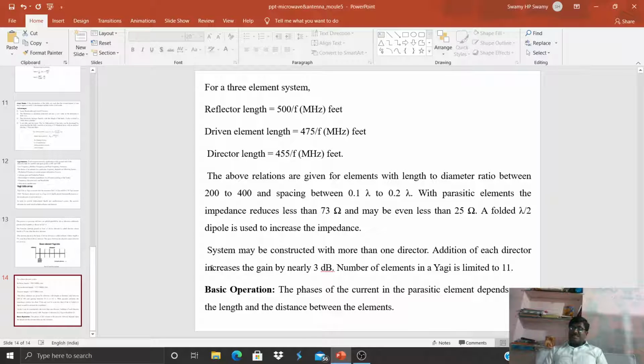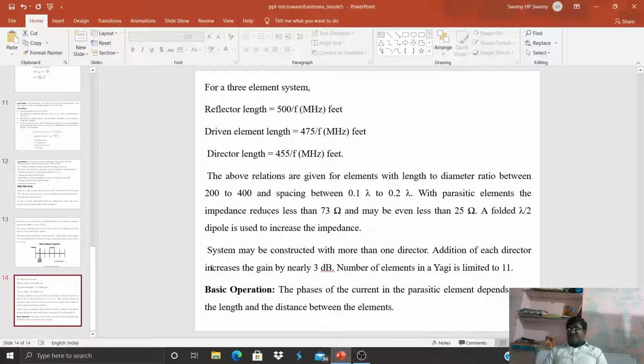With these parasitic elements, the impedance of the Yagi-Uda antenna reduces to less than 73 ohm, and it may even decrease to less than 25 ohm. Therefore, a folded lambda by 2 dipole antenna is used to increase the impedance.